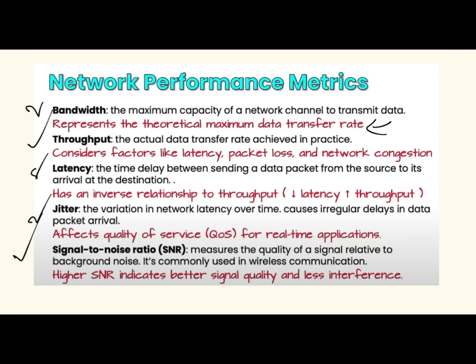So these are very important performance metrics, and the difference between all those metrics we need to understand for the CISSP exam: bandwidth, throughput, latency, jitter, signal to noise ratio. So I hope I was able to explain the difference between these key network performance metrics.